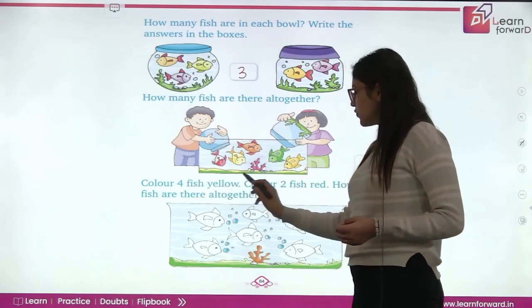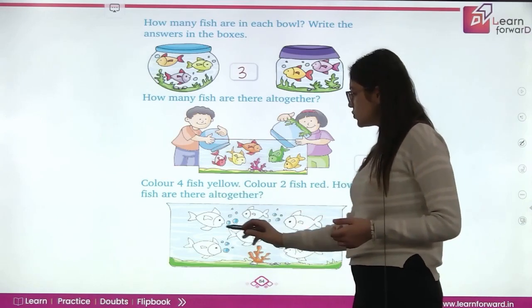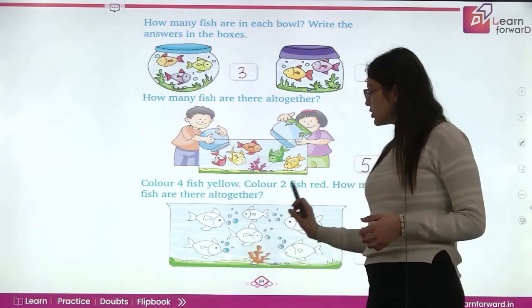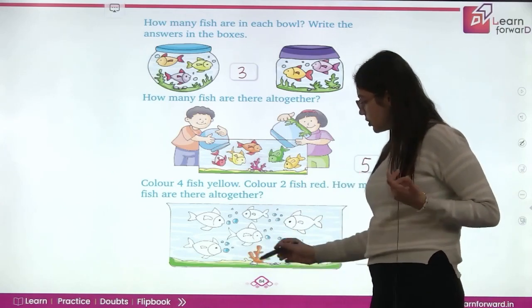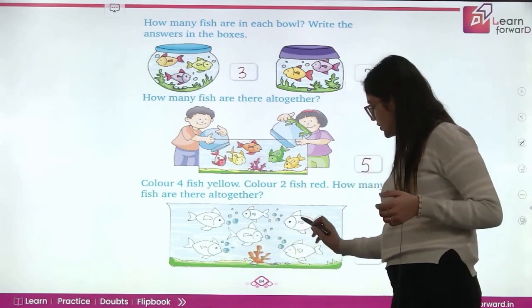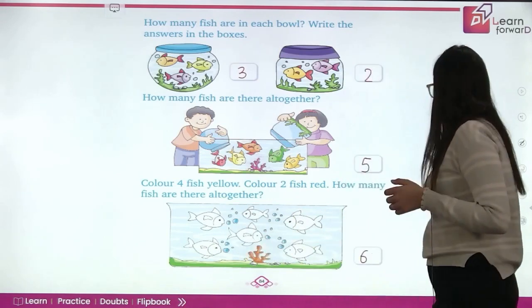Now color 4 fish yellow, color 2 fish red. How many fishes are all there together? So you have to color 4 fish in yellow and 2 with red. Now you have to count all the fishes and write the number. 1, 2, 3, 4, 5, 6. So the answer is 6 and you can do the color yourself. I hope it is clear.